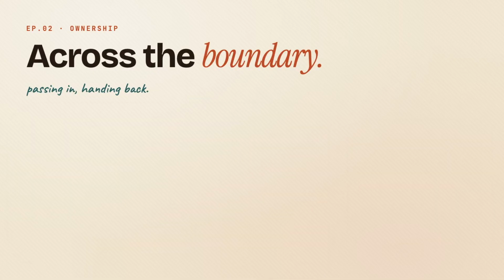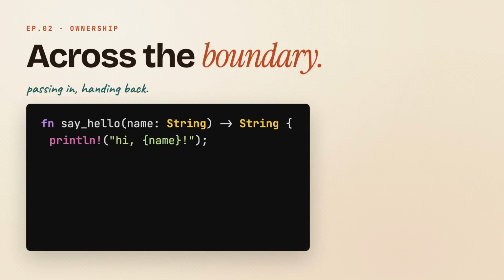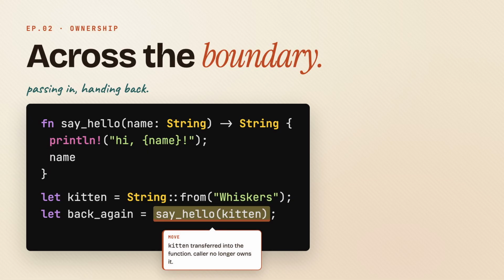Moving the ownership doesn't only happen in the cases of variables by using let. It also happens at function boundaries too. Here's a function. It takes a string, prints a greeting, and returns the string. When you call it, the kitten string moves into the function. Same mechanic as before. The heap data isn't copied. Ownership just transfers from kitten to the function's name parameter.